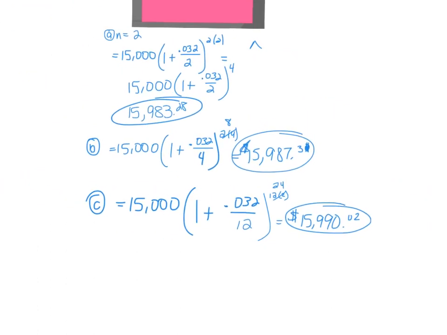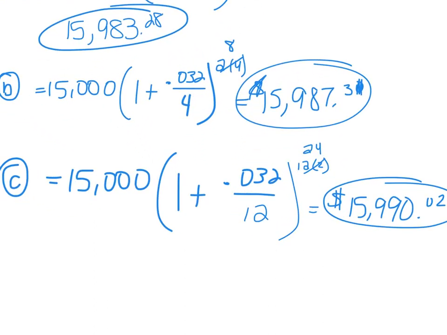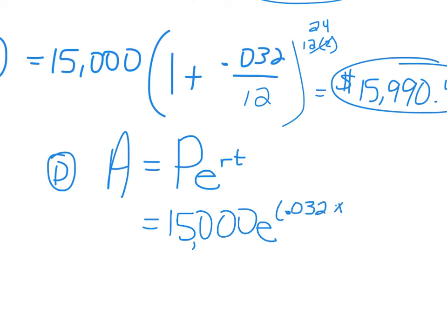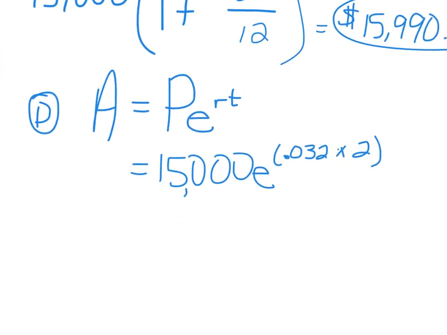And then the last one is compounded continuously. When I think of compounded continuously, I think of my friend, and his name is A equals Pert. So you are really going to go 15,000, then hit the e button and raise that to the r times t. What is my r? 0.032 times, what's my t? 2 years. You guys have to know these two formulas. You have to.